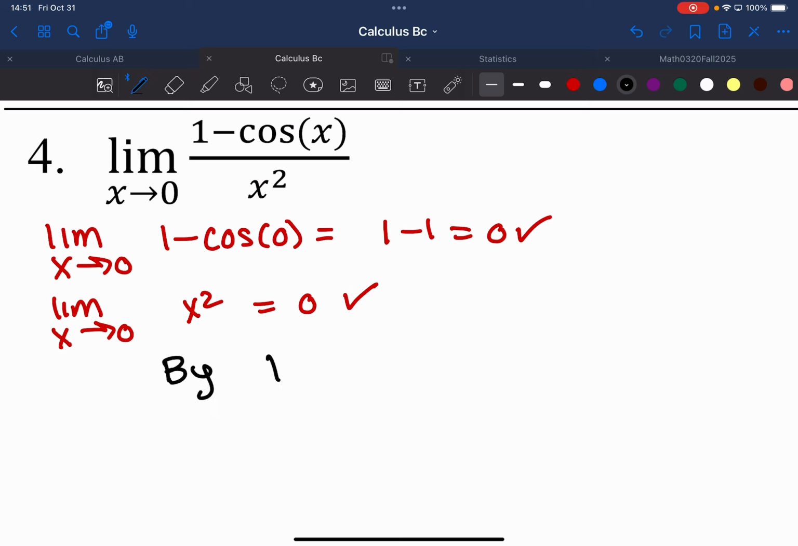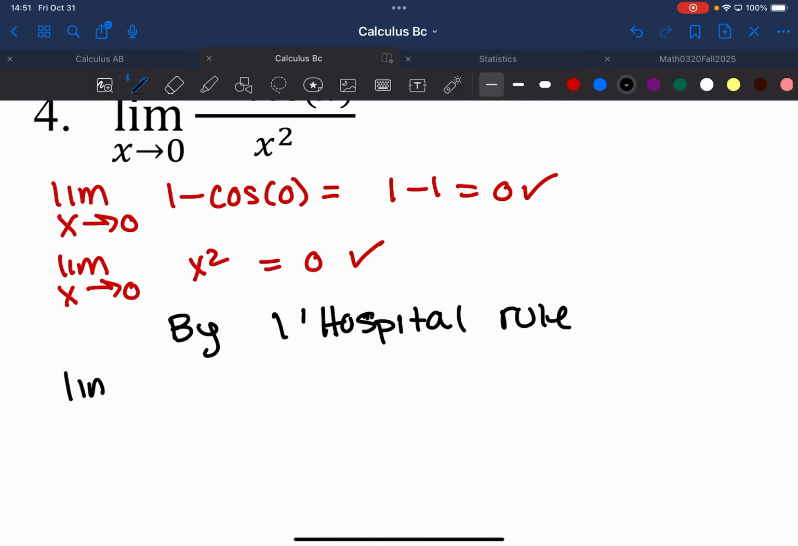So you would say by L'Hopital's rule, what are we going to do for each one? Take the derivative. Good. So the limit as x approaches 0. And then what's the derivative of 1 minus cosine x? Sine x. And then what's the derivative of x squared? 2x. Before we continue, though, what is going to happen if I plug in this 0? I'm still going to have that 0 on the bottom, and the 0 on the top.